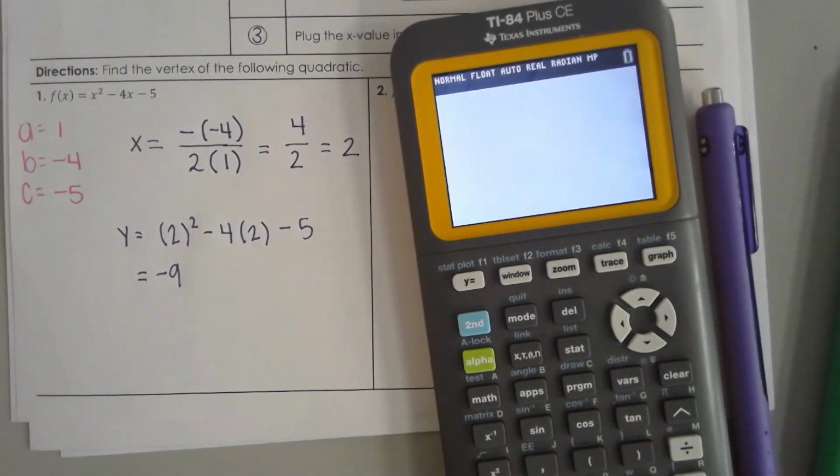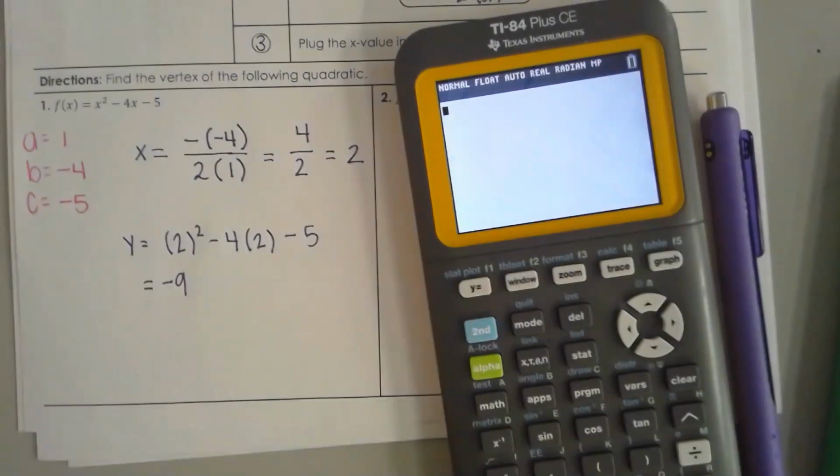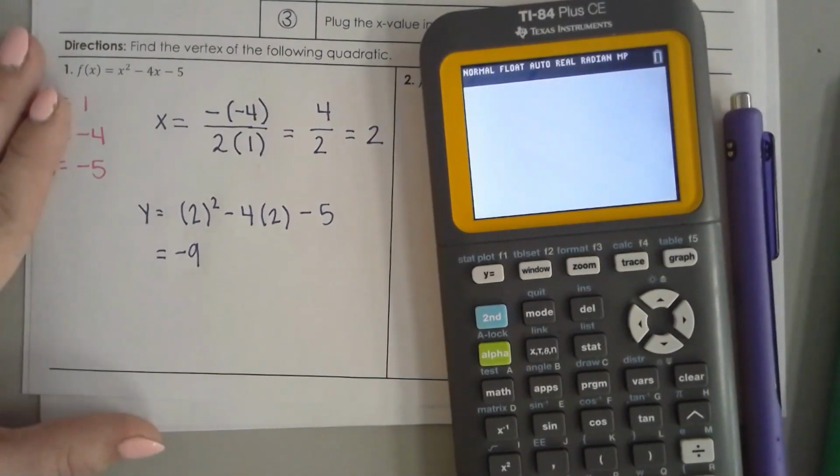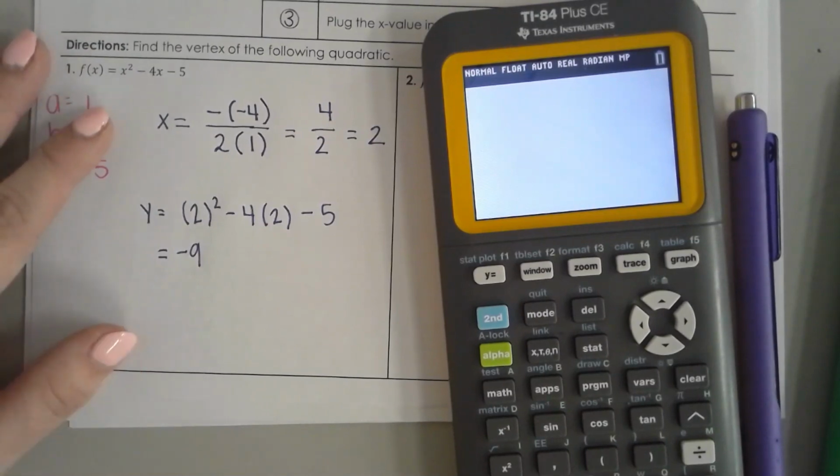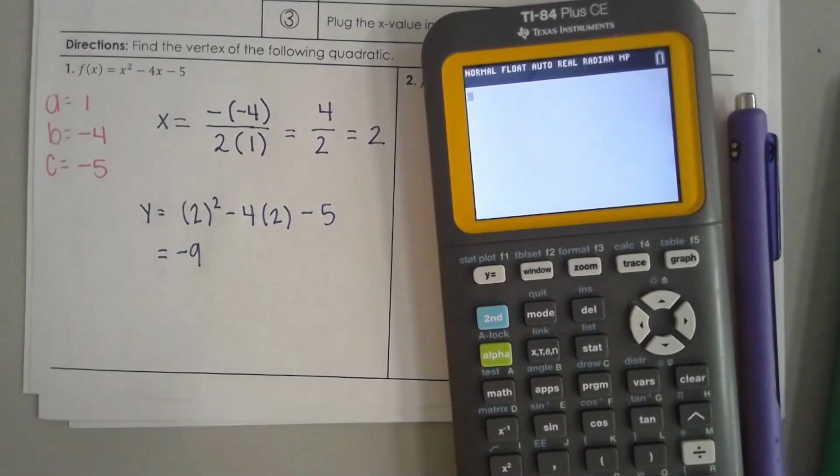How many of you have ever forgotten to put parentheses around a negative when you squared it? Yes, most of you. Using the store button will allow you to bypass the parentheses and not have to worry about it. Okay, so here's what you do.